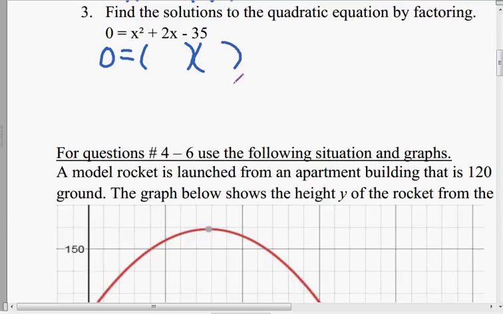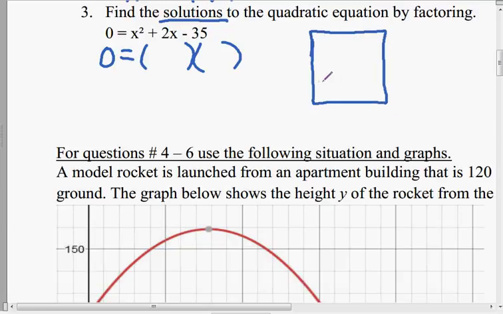Pause the video really quickly. See if you can figure out how to find the solutions. X values that make this equal to 0. That's what solutions mean. All right, now that you've worked the problem and restarted the video, let's check and see if you get the same answer that I did.